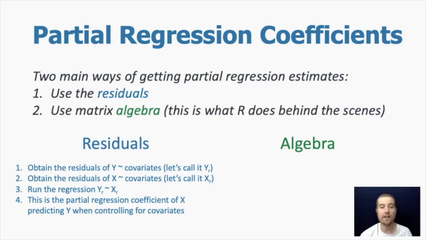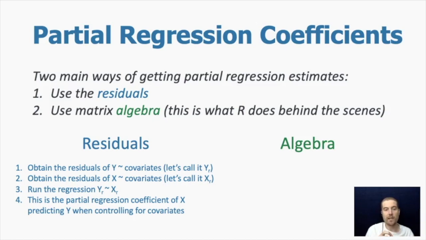First one is obtain the residuals of when Y is predicted by all the other covariates, not your predictor of interest, not X. We're going to call those YR. They're the residuals of Y after we've taken out all the information that the covariates can explain. So it's just going to leave us with part of what's left of Y.